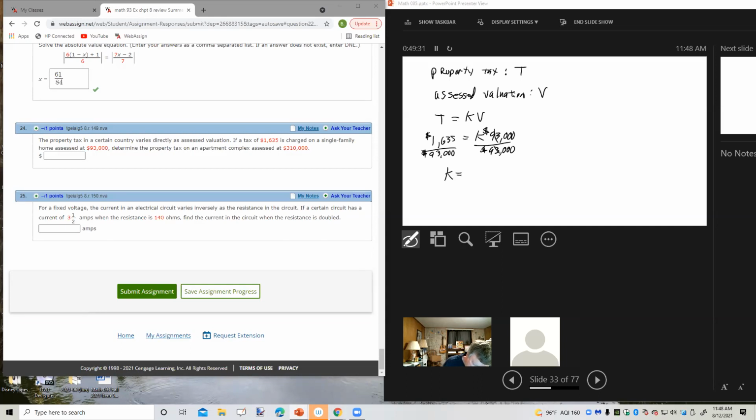So K equals, the dollar signs will go, let's see here. Hopefully this will come out nicely. 1635 divided by 93,000. It doesn't come out nicely. So I could reduce that thing down, but you know what? I'm just going to leave it like this because it's not really asking me to get K as a final answer. I'm going to just be using K.